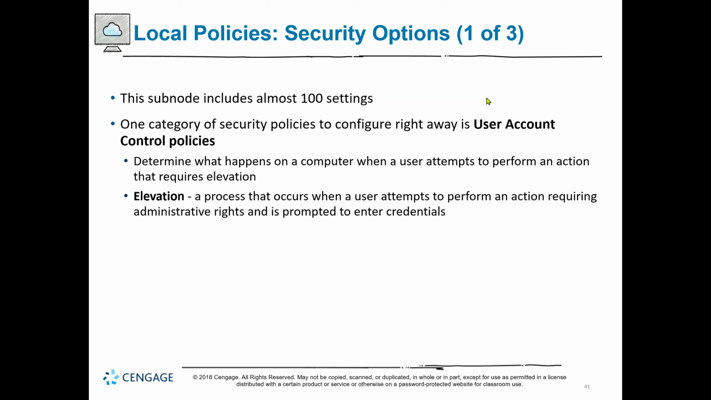Local policy security options. This subnode includes almost 100 settings. The category of security policies to configure right away is user account control policies. They determine what happens on a computer when a user attempts to perform an action that requires elevation. This is something to remember, because remember how we talked about pivoting to a system and then elevating rights to get into things. So if you don't do this correctly, this is how they do get in and do that. Elevation is a process that occurs when a user attempts to perform an action requiring administrative rights and is prompted to enter credentials.